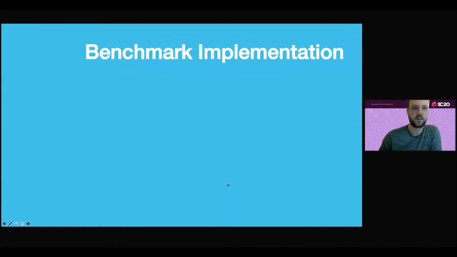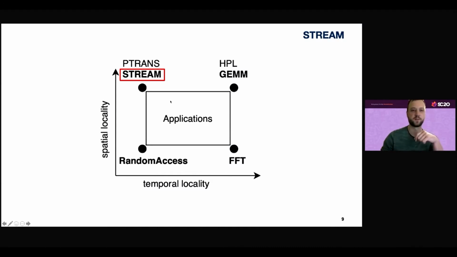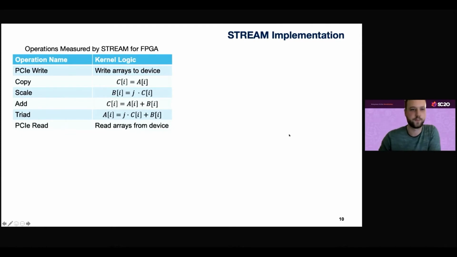So let's look into the actual benchmark implementations. I want to give you a short impression of all the 4 benchmarks that we implemented, and also some further insights for every benchmark. So let's start with Stream. As already said, Stream is a synthetic benchmark that aims at measuring the global memory bandwidth of the FPGA. For that, it uses different vector operations that are listed here in the table.